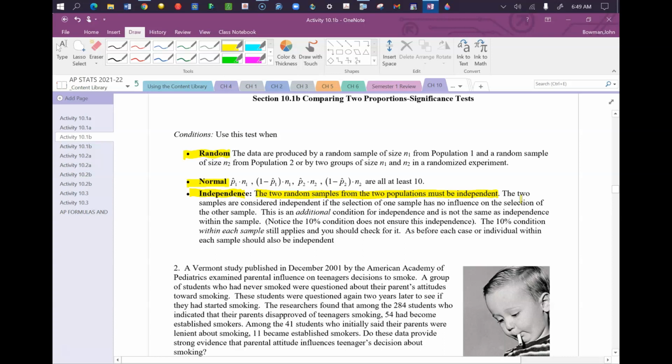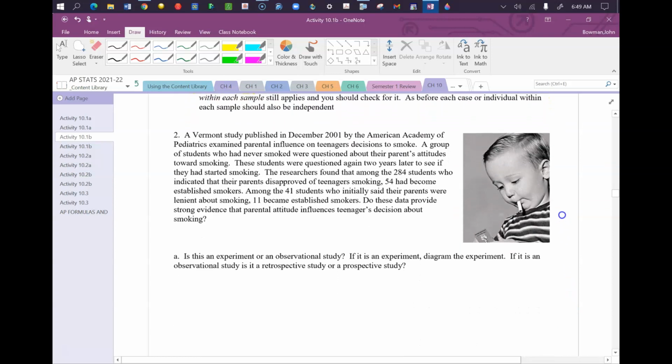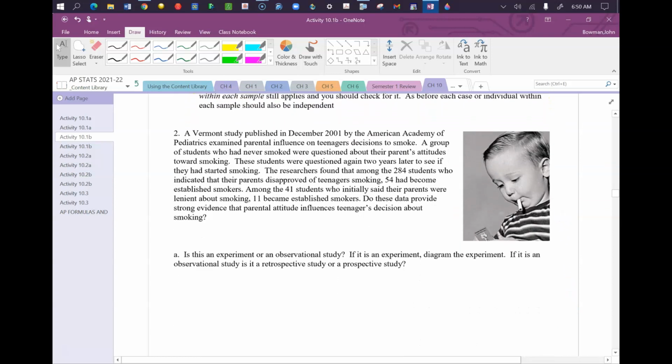Just think about the context there, how the samples were selected. This is an additional condition for independence and is not based on the independence within the sample. Within the sample is the 10% condition. So if you'd like to, pause the video and work through problem number 2. And then when you're done, you can unpause the video and I will take a moment to go through it.